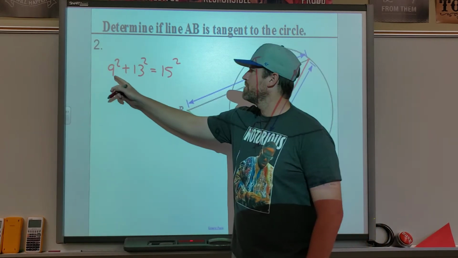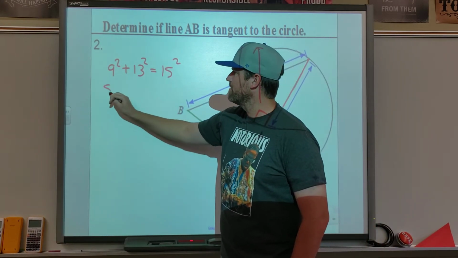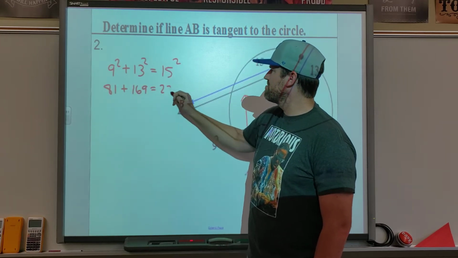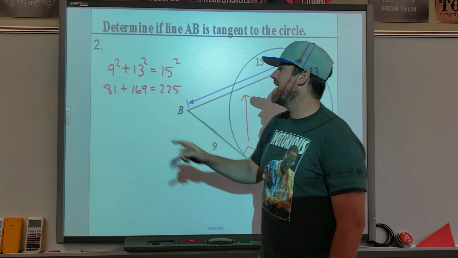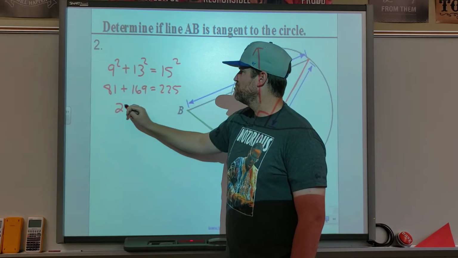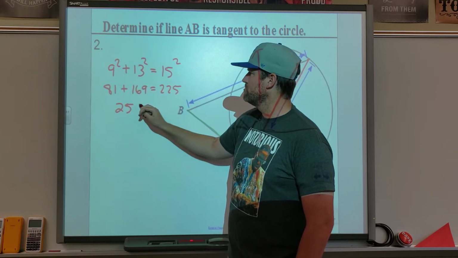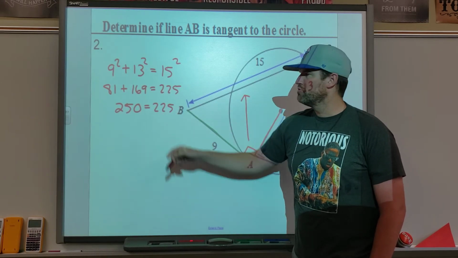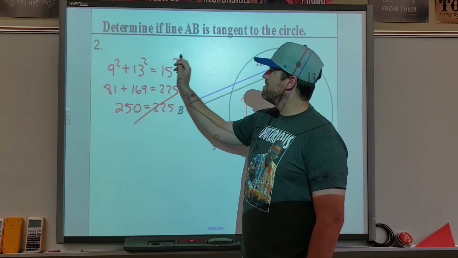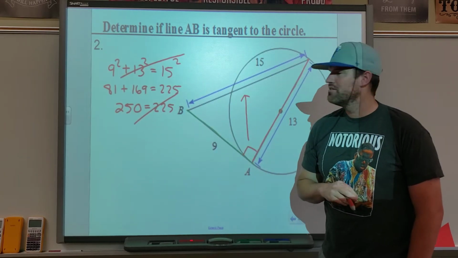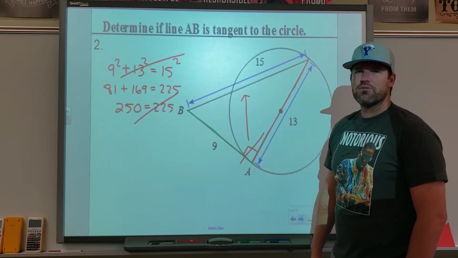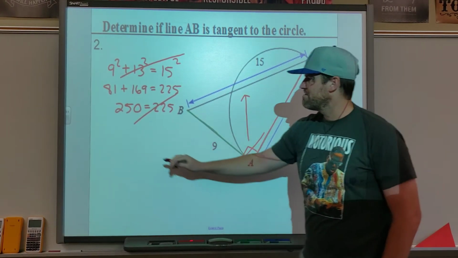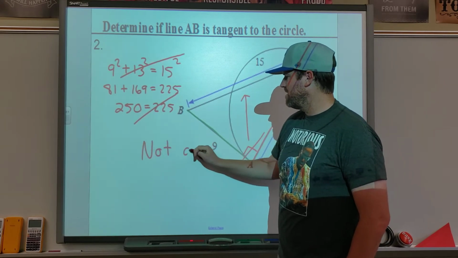And here's why. When we simplify our Pythagorean theorem, I get 81 plus 169 equals 225. However, 81 plus 169 is actually 250, which is not equal to 225, which means the Pythagorean theorem did not work, which means this is not a right angle, which means this is not a tangent line. So, not a tangent.